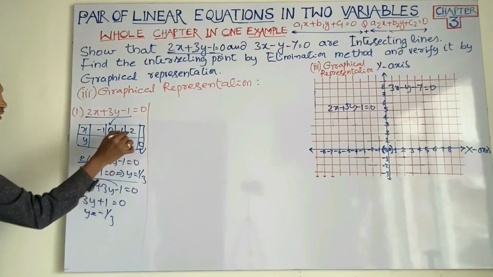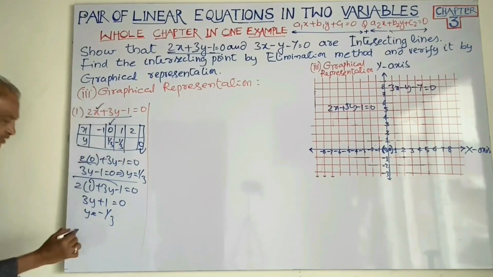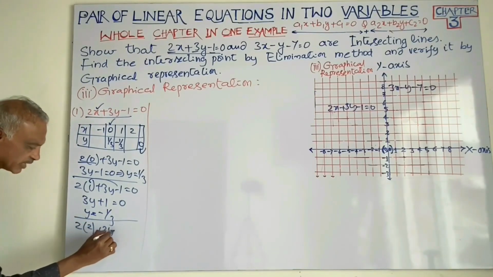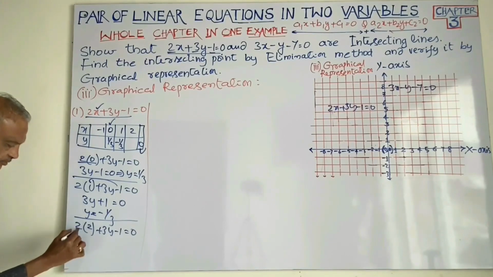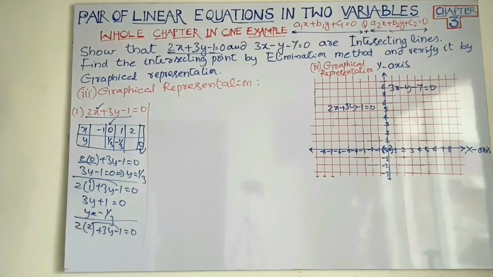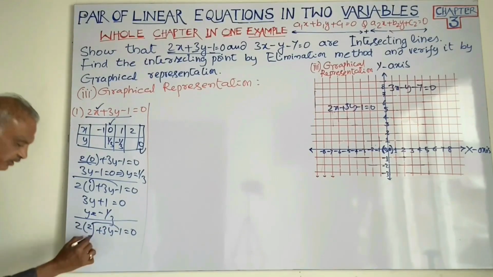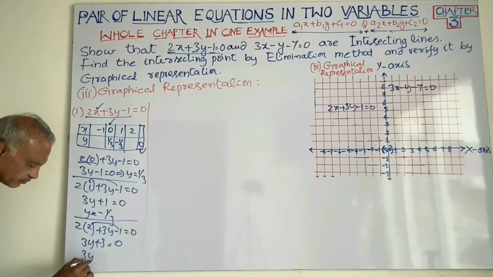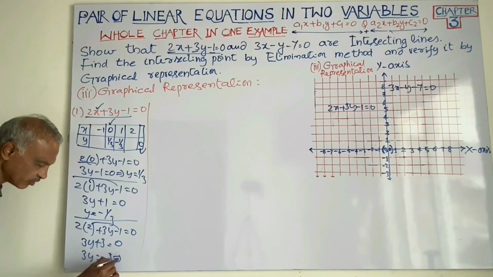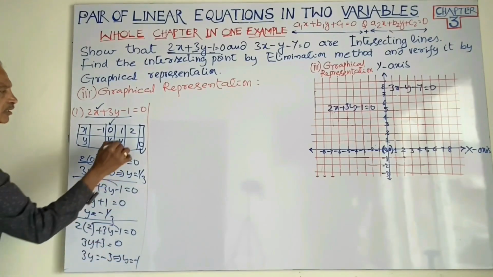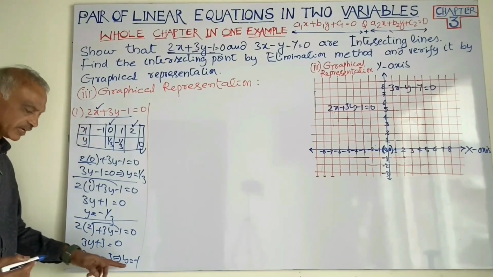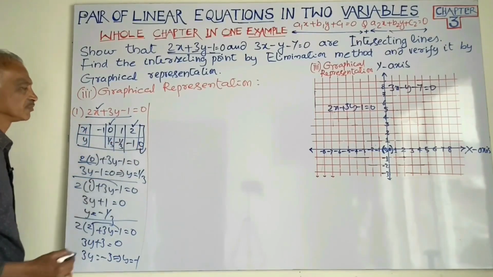You take 2 instead of x: 2 into 2 plus 3y minus 1 is equal to 0. 2 into 2 is 4, 4 minus 1 is 3, so 3y plus 3 is equal to 0. You will get 3y is equal to minus 3 and y is equal to minus 1. When you take 2 in place of x, you are getting y is equal to minus 1.